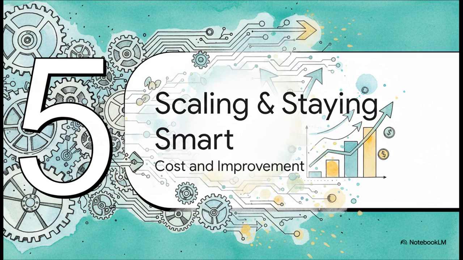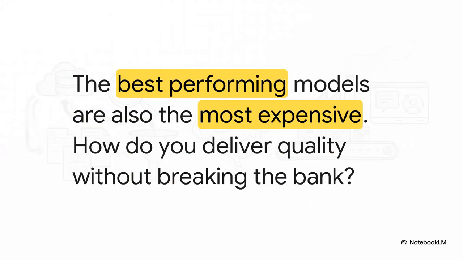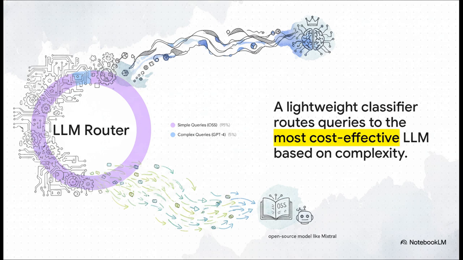All right, so your system is super accurate now? Awesome. But can it handle the real world? We're talking about scaling up, which means managing costs and, just as importantly, making sure the system keeps getting better over time. And that brings us to, well, the billion-dollar question, literally. We saw that the best models like GPT-4 Turbo are also the most expensive. So how on earth do you deliver that amazing state-of-the-art quality without completely breaking the bank? The answer is actually pretty clever.